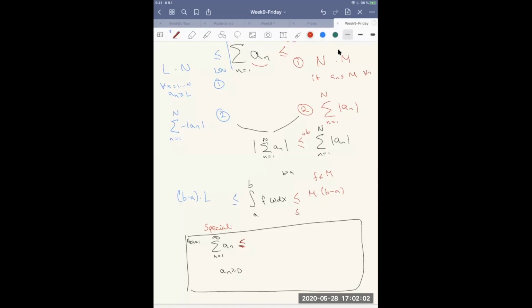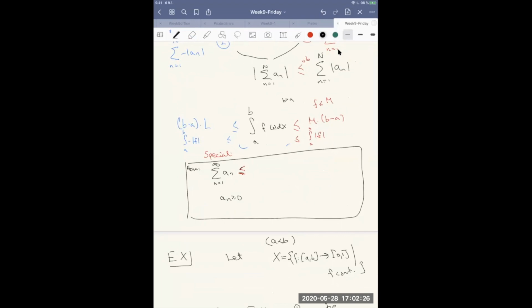Other upper bounds for integrals come from more complicated things. For example, the integral from a to b of the absolute value of f is an upper bound, and a lower bound is the integral from a to b of minus the absolute value of f. Combining these together gives you the triangle inequality: the absolute value of the integral from a to b of f is less than or equal to the integral of the absolute value of f.